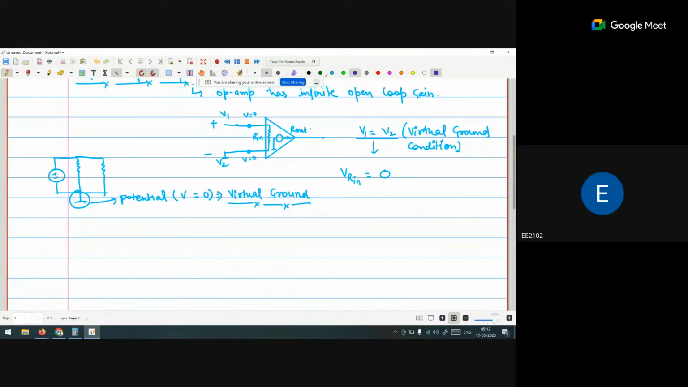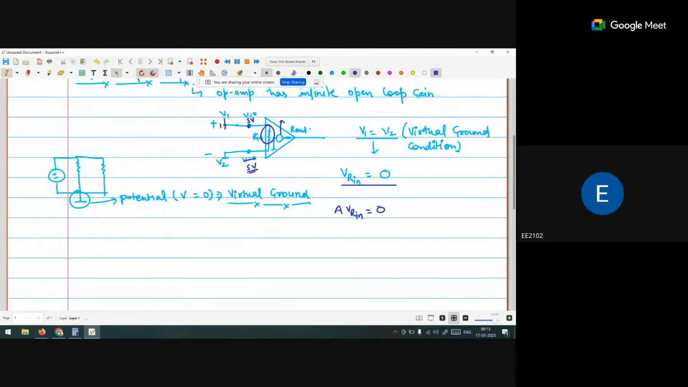Why is V Rin zero? If the voltage at this point and this point is the same, no voltage will drop here. If I connect a 5-volt battery here, this point is 5 volts, and similarly this voltage is 5 volts. That means the same voltage travels from here to here, so no voltage drop here. So V Rin is zero. If V Rin is zero, then this voltage source, A times V Rin, is also zero.